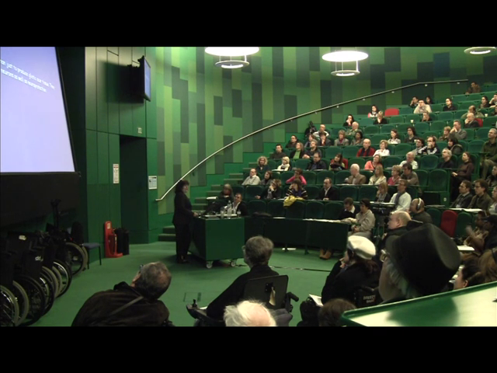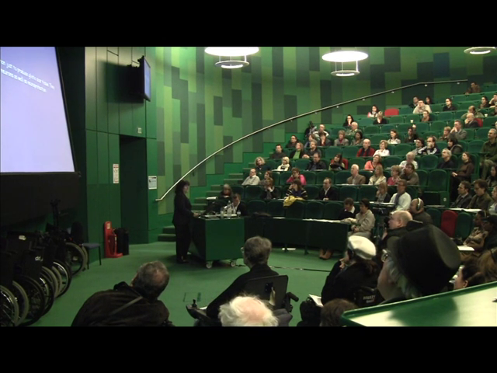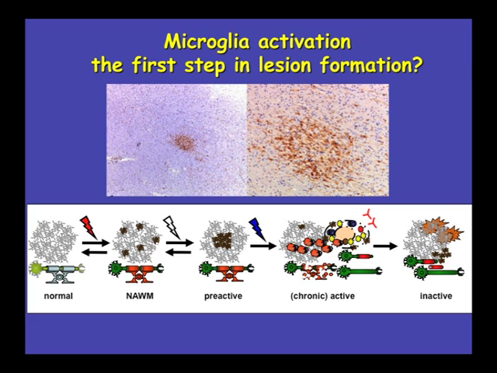And this is what we think happens. Before the macrophages start eating the myelin, they become activated in a certain way. So what we're trying to do is find out why those macrophages become activated. This is what we call the preactive lesion, the first step in the formation of the lesion. These are these macrophages.